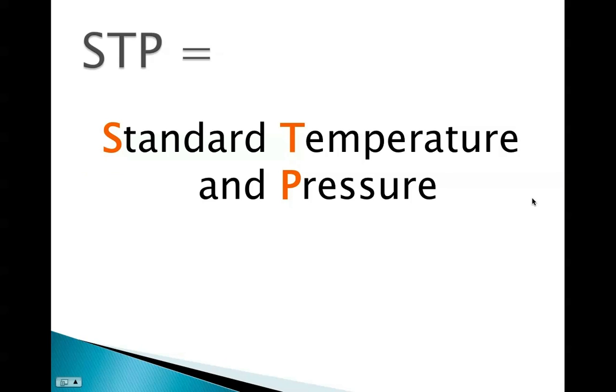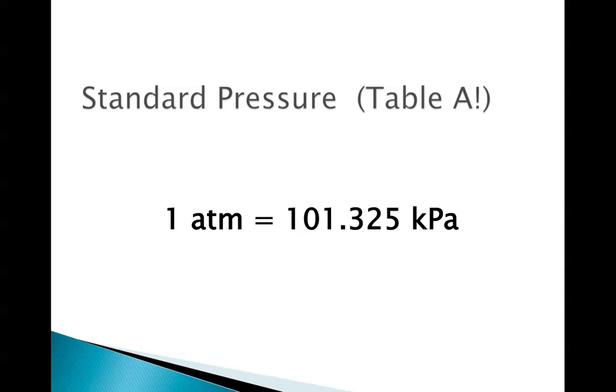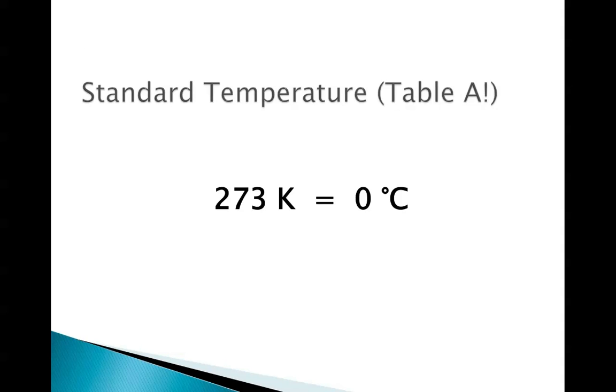STP, you guys have seen this, you've asked me about it because it's come up in multiple choice questions. STP stands for standard temperature and pressure. Standard pressure, which is on the front of your reference table in Table A, is 1 atmosphere or 101.3 kilopascals. So when we talk about a substance being at standard pressure, we're saying that it's at 1 atm. Standard temperature is 0 degrees Celsius, which is also equal to 273 Kelvin. So when we say a substance is at STP, we're saying it's at 1 atm and 273 Kelvin.